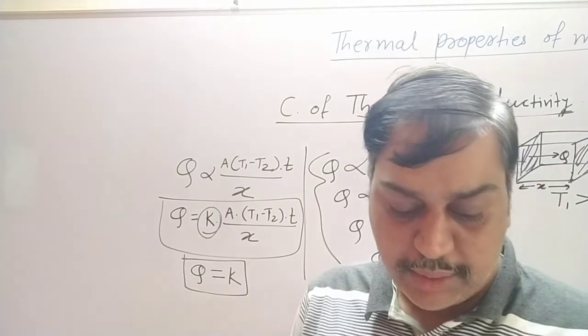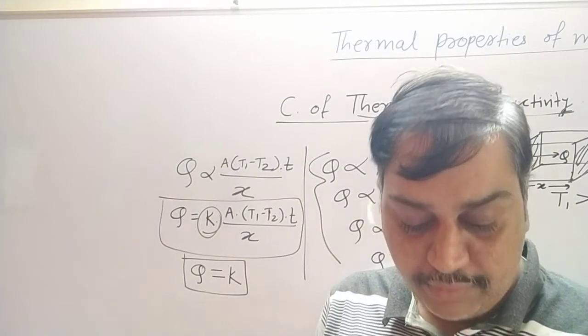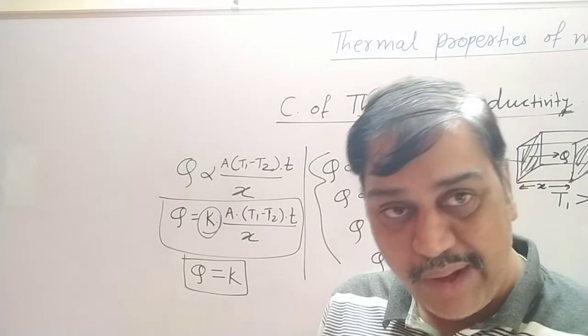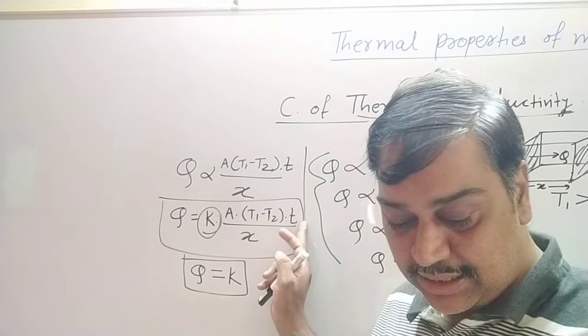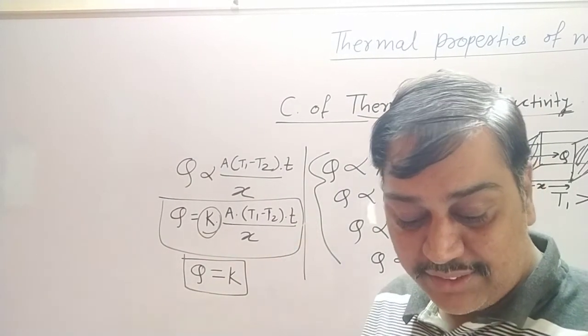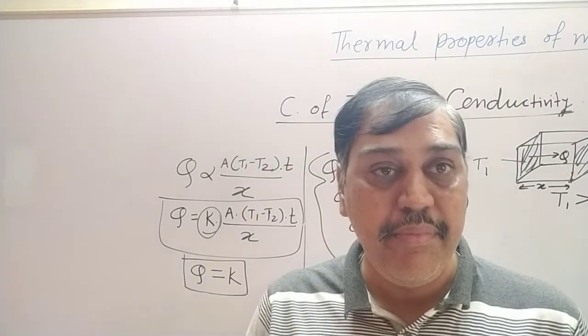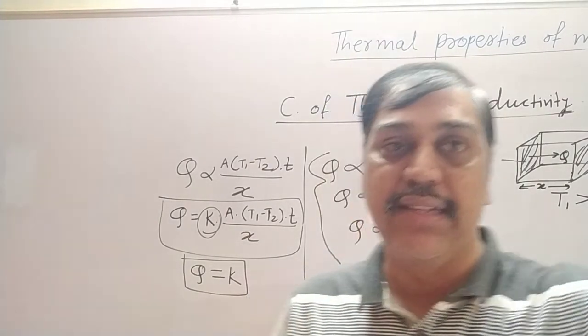The coefficient of thermal conductivity of a material is defined as the quantity of heat that flows in 1 second between the two opposite faces of a cube kept 1 meter apart, with a temperature difference of 1 degree Celsius.